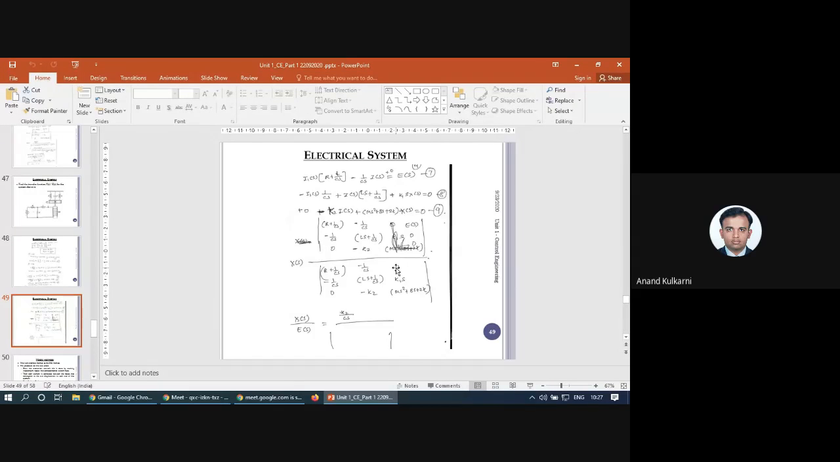I want to give you guidelines here. Unit number 1 is still not complete, but after this week we are going to stop unit number 1, because the remaining part of unit number 1 is electrical DC motor, electrical AC motor, hydraulic system, pneumatic system, fluid flow system, and thermal system.